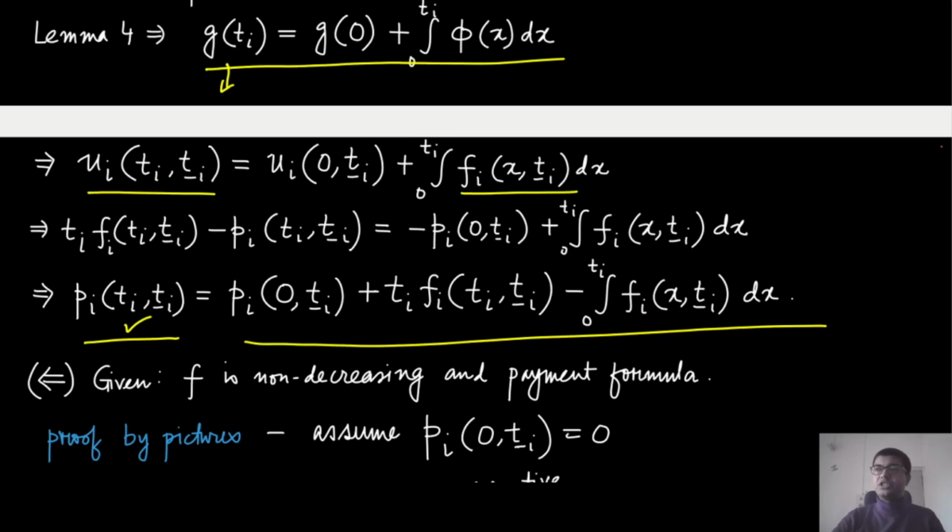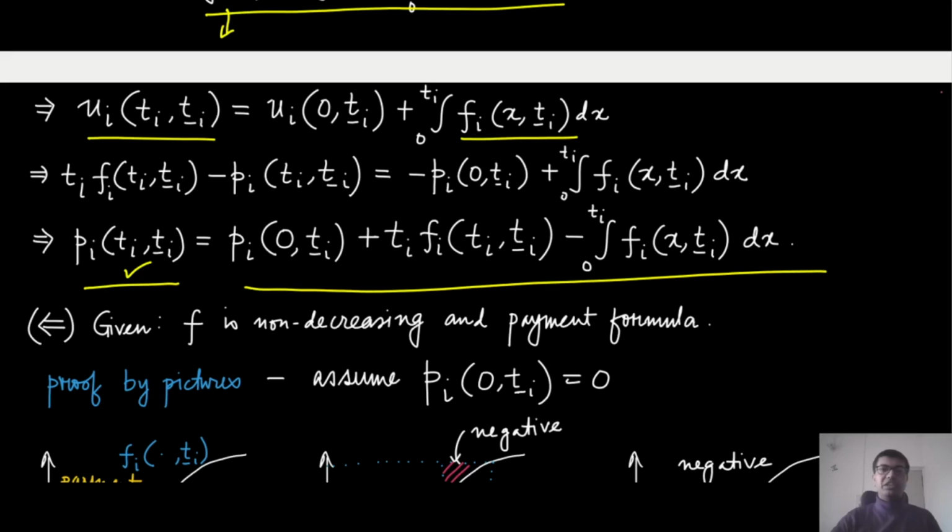The forward direction shows that if you have a mechanism which is DSIC in this single object allocation domain, then the allocation rule must be non-decreasing, and also the payment should be given by this formula. Now we have the reverse direction. So we have those two equations at our disposal. We will have to show that this mechanism is indeed DSIC.